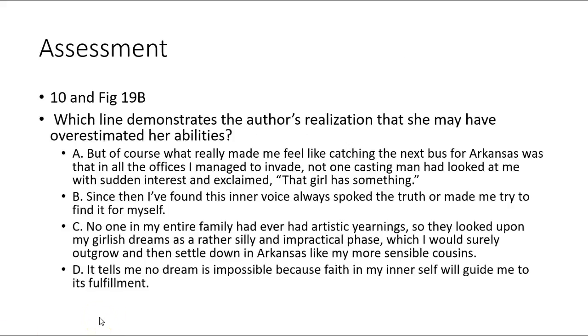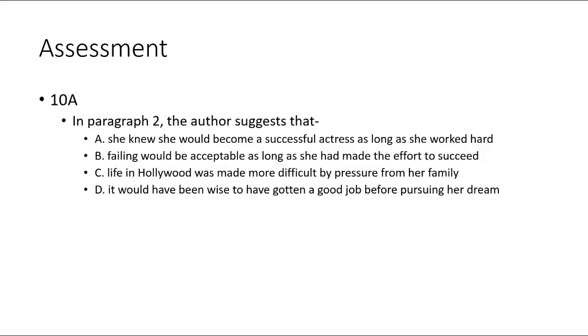Another question, standard 10 with figure 19B: which line demonstrates the author's realization that she may have overestimated her abilities? So it's kind of like, what is the author offering here to figure out that maybe she made a mistake? For standard 10A, it's a straight question. In paragraph 2, the author suggests what? So how does she know that?